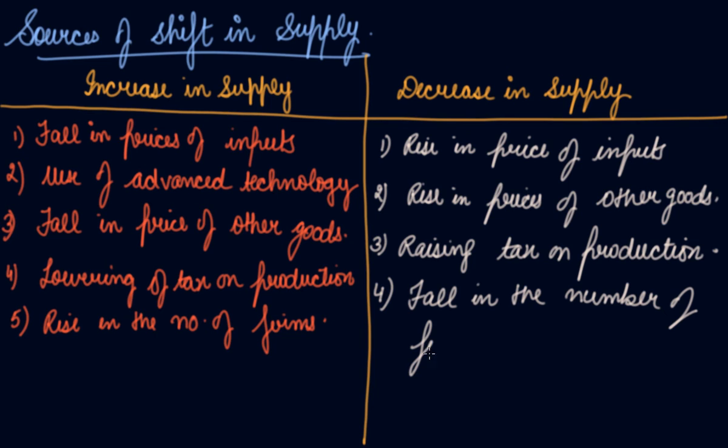If the number of firms reduces in an industry, what will happen? There will be less production of goods. If the number of firms have fallen down in the industry, so there will be less supply to the particular commodity.